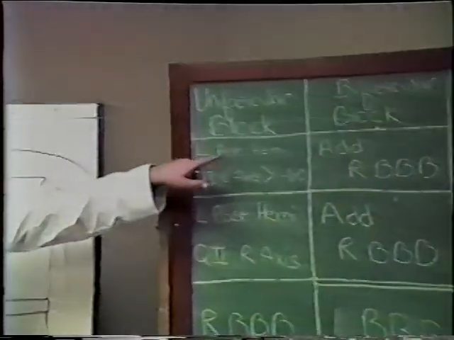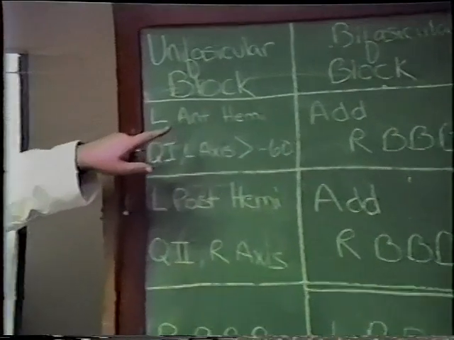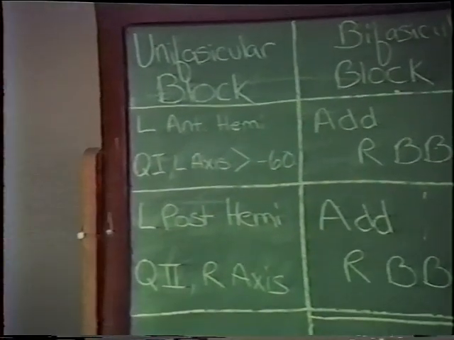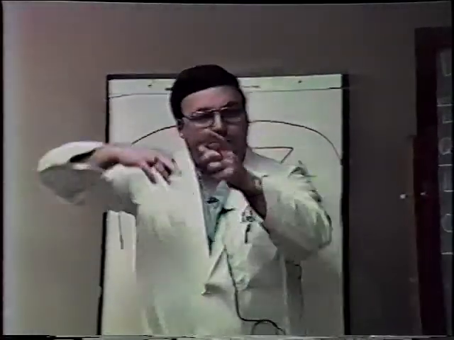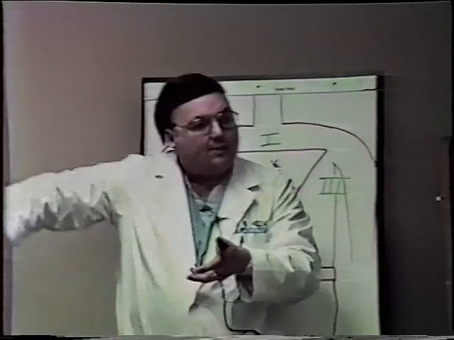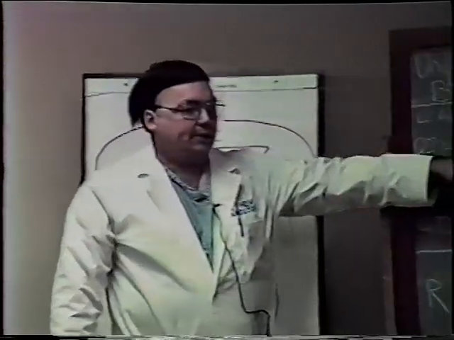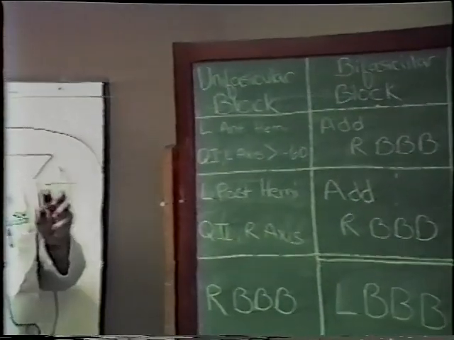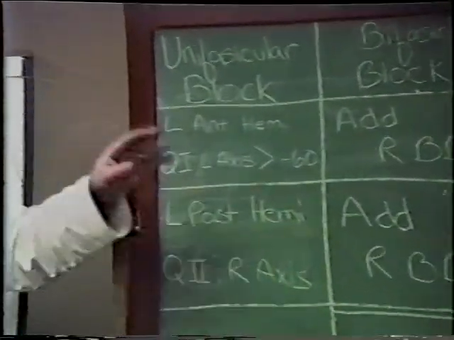Left anterior hemiblock. What does that look like? All that looks like is this. It's a left axis deviation. Therefore, it's negative in lead 2. Left axis deviation, at least minus 60, and a little Q wave in lead 1. That's left anterior hemiblock. You see that pretty much.